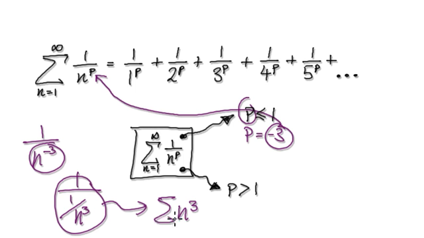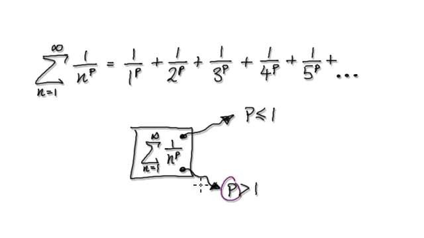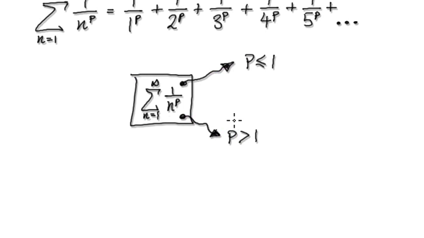So what's happening here is that when you sum this up from n equals 1 to infinity, this whole thing will diverge, which kind of makes sense, since it's n to the power of 3. The point is that when P is greater than 1, the whole series will converge, and when P is less than or equal to 1, it is going to diverge. So we're going to try and prove that.